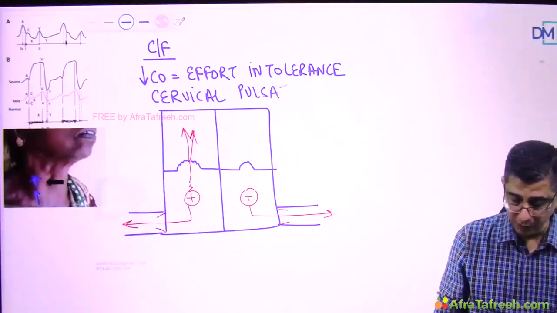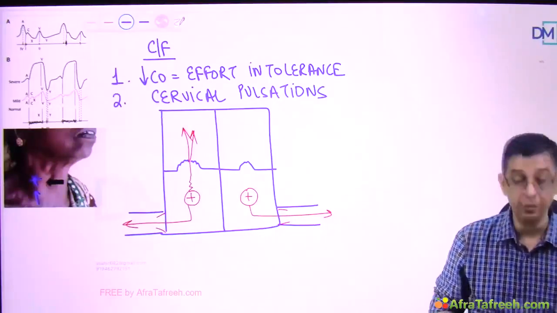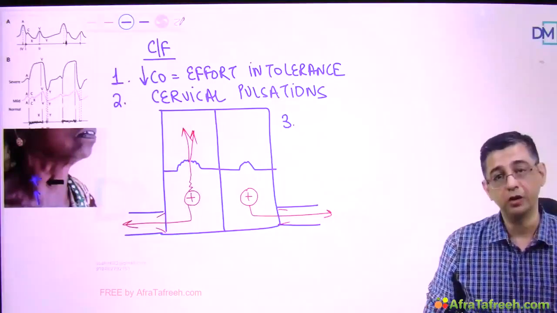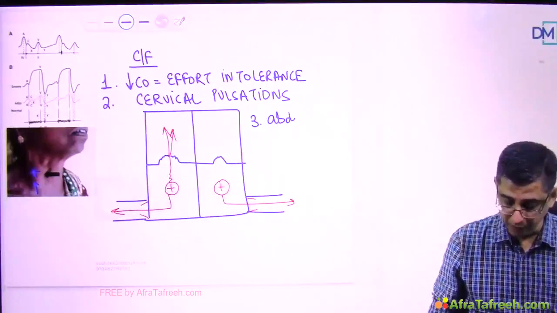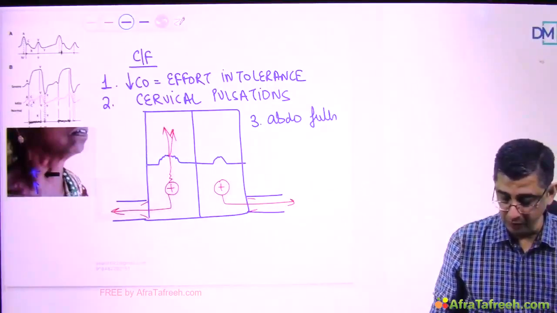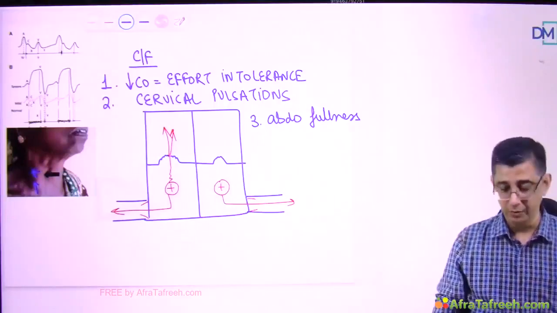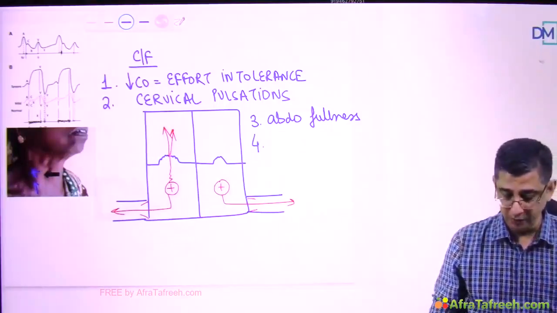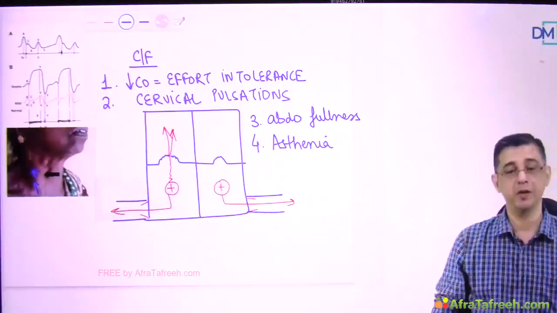So two reasons why these patients primarily come to you. The TR patients would present with effort intolerance, cervical pulsations, and ultimately because the liver of even these patients would be involved in the long run. So findings of abdominal fullness. Obviously, the patient will not say hepatomegaly, the person will just say abdominal fullness. And when you do a per abdominal examination, the liver span of these patients would definitely be increased. Apart from this, asthenia, tiredness, fatigue are other features that are explained by these patients.